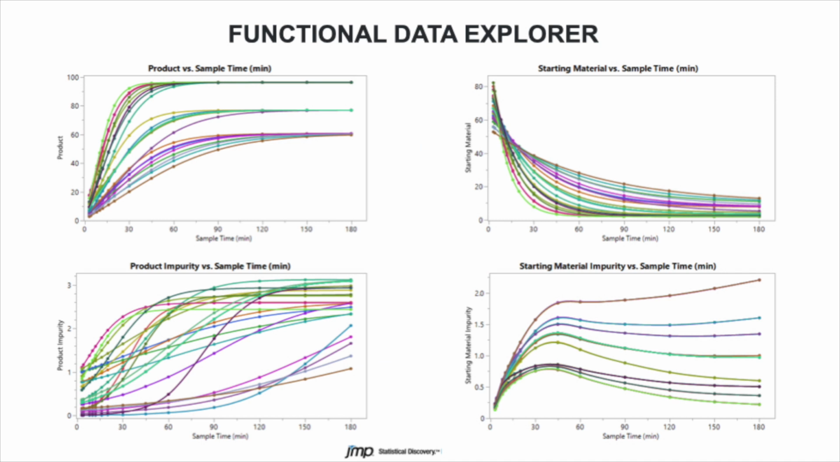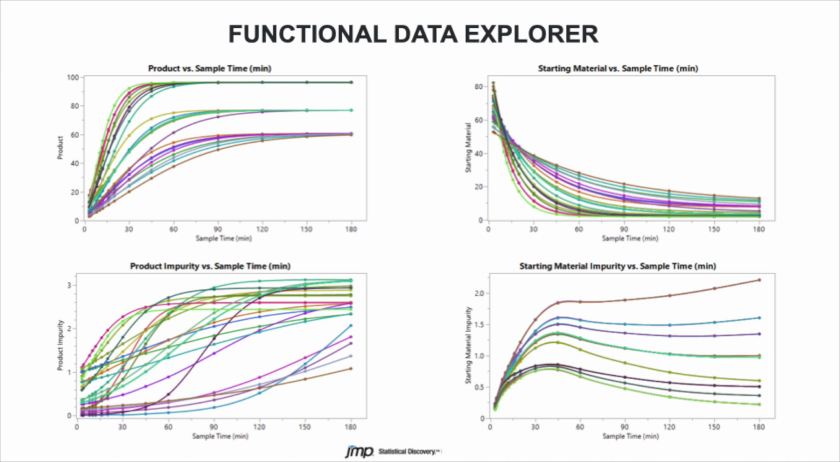Here we see a set of reaction kinetics curves for a drug manufacturing process where we're looking at the amount of product that's created over time. We have the amount of starting material left over as a function of time. And then there are also impurities that come in. The product will break down over time into impurities, and the starting material itself will break down into some serious impurities.